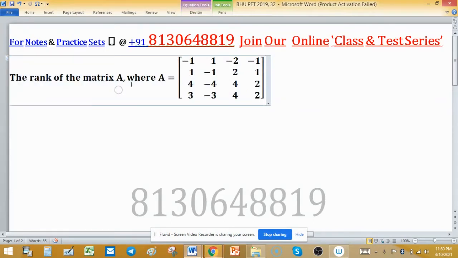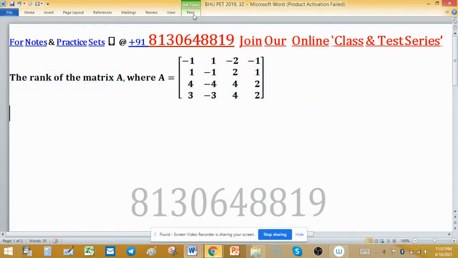Find the rank of the matrix A, where A is this matrix. How do we find the rank of this matrix? First, we know what rank is: it is the order of the greatest minor which has a non-zero determinant. In terms of non-zero rows or column vectors, this is known as rank. So first of all, row reduce this matrix and find the number of non-zero rows.